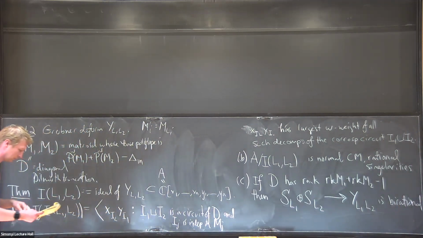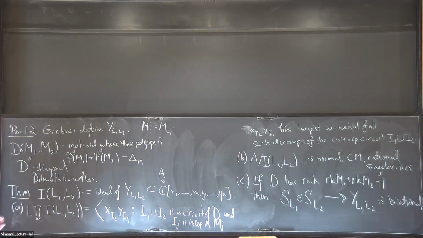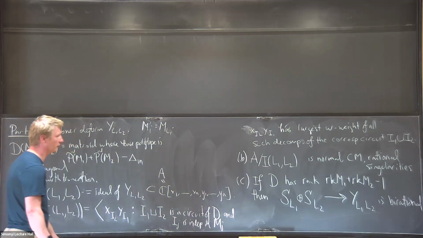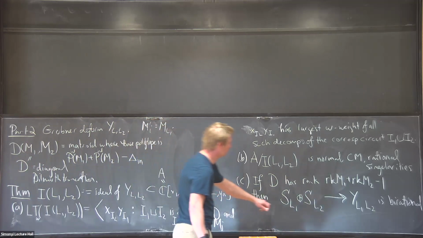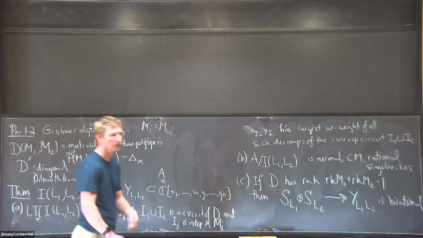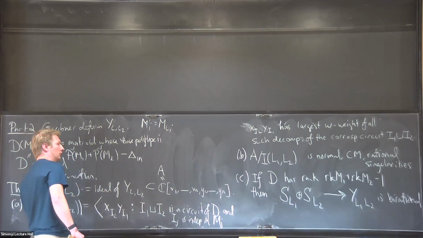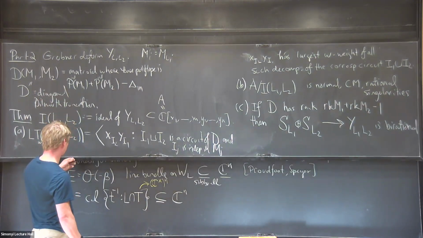So hopefully this answers your question. We know essentially all the things that you would want to know about this variety. We know it's normal, it's Cohen-Macaulay with rational singularities. We know a desingularization of it, and we know a Gröbner basis, in fact a universal Gröbner basis, for its defining ideal.